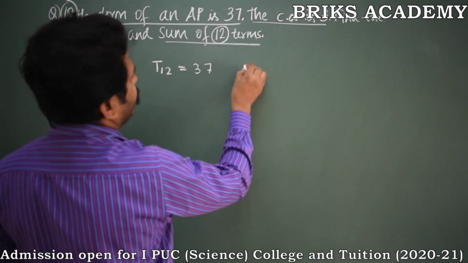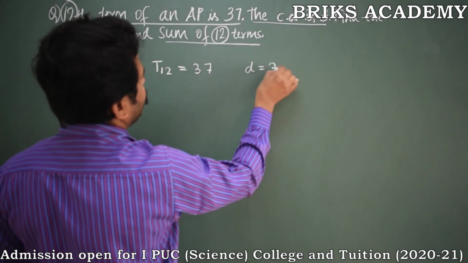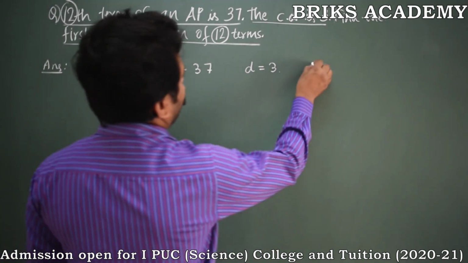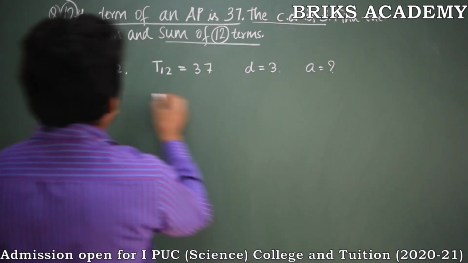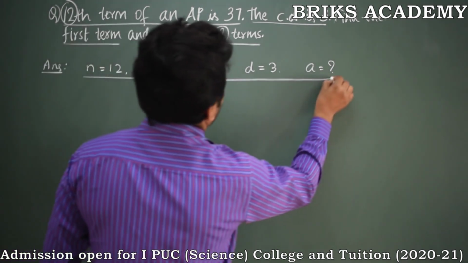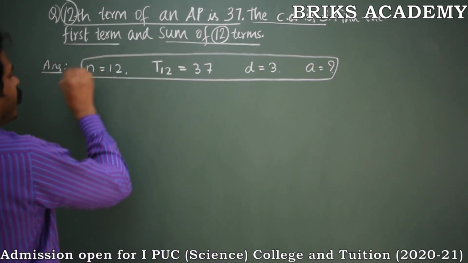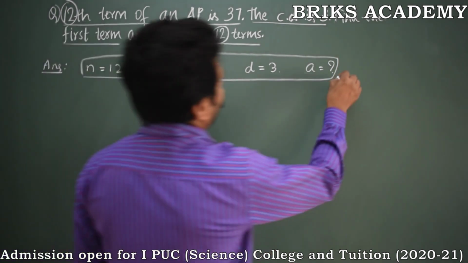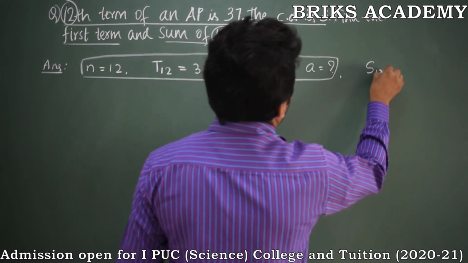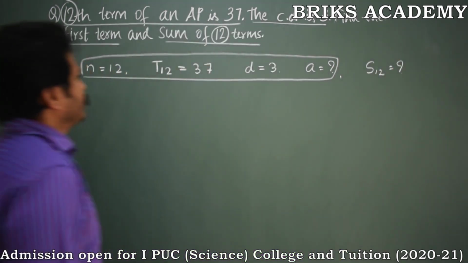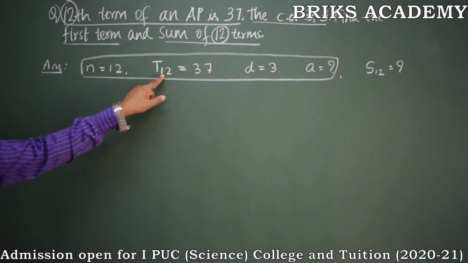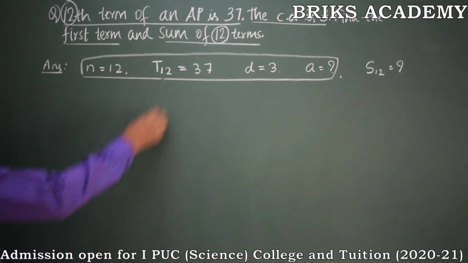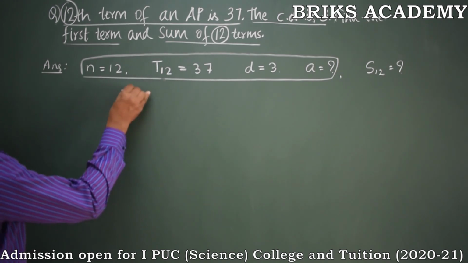And the common difference is 3. Find the first term. What do they ask you to calculate? The first term. This is nothing but your previous problem. This problem we already did in the nth term formula. The extra thing you have to calculate is the sum of 12 terms. See here, T12 is also given. That is the last term according to this series. Now using the nth term formula, I can calculate A.